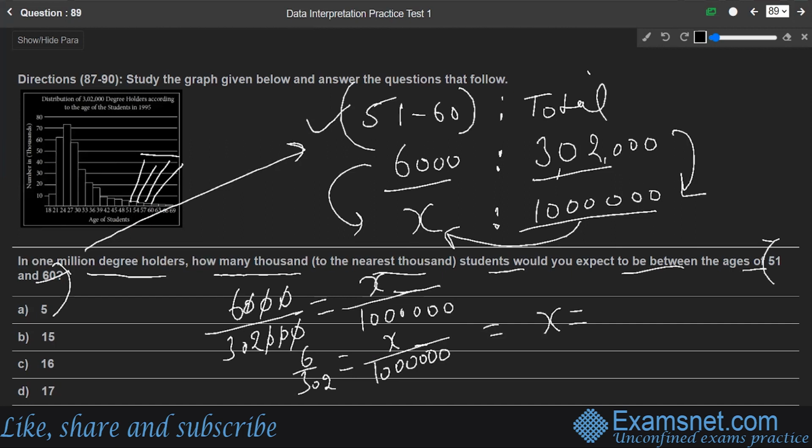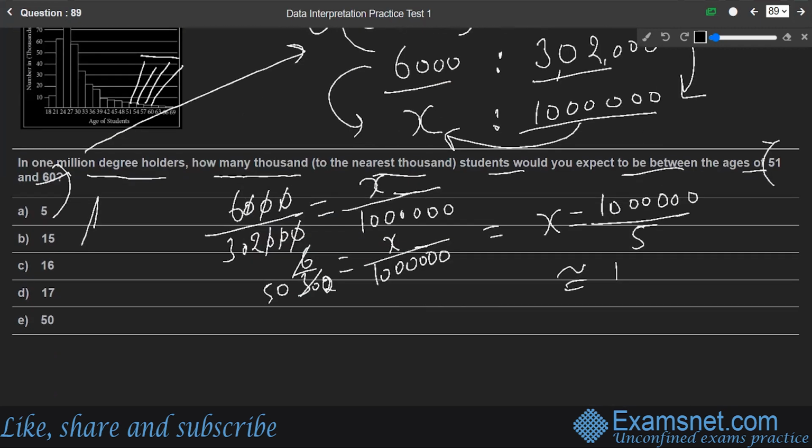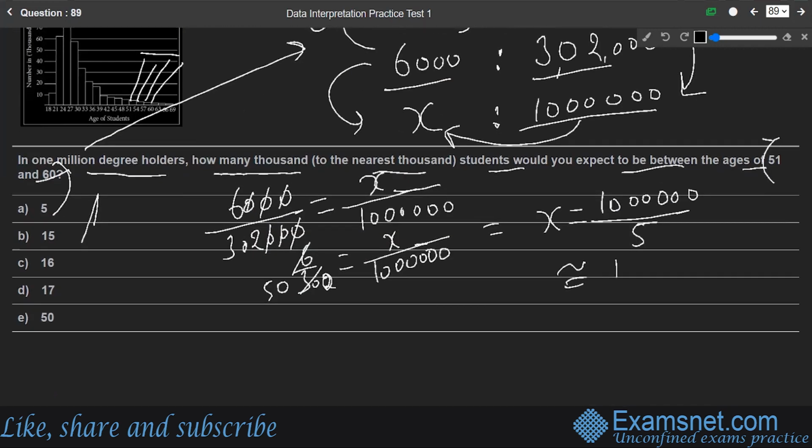Let us approximate this 302 to be 300 only, so that things become easy for us. So 6 cuts 300 by 50. So X becomes clearly 1 million divided by 50, which comes out to be somewhere close to 20,000, very much close rather. If you see the options over there, 5, 15, 16, 17, the closest to the number 20 is the value 17. So clearly that becomes the right answer.